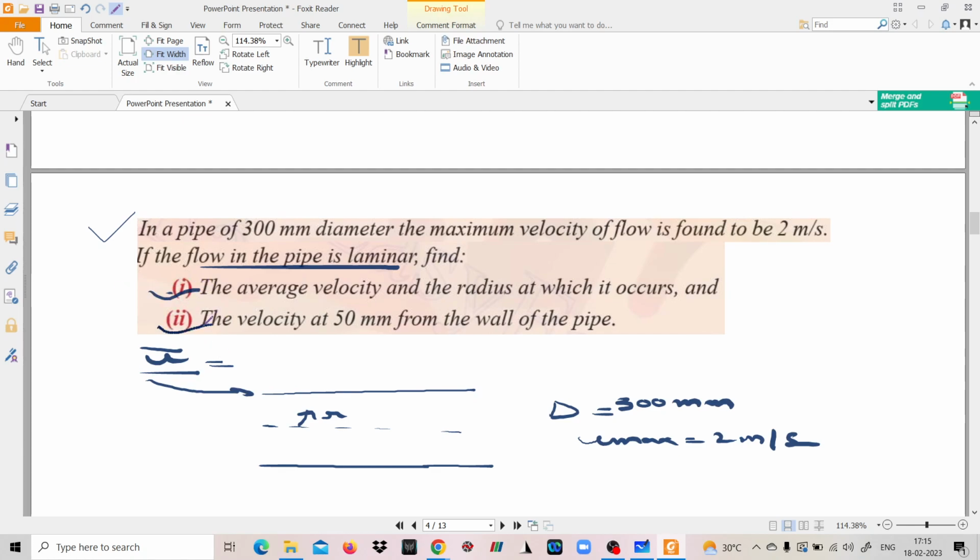And what is the second part? The second part is you have to determine the velocity at a point which lies at a distance of 50 mm from the pipe wall. That is, at y equal to 50 mm you have to find the velocity. Okay. So this is a very simple problem. If you have understood today's session till now, then it should not take much time. Please try this problem and then we'll look into the solution.